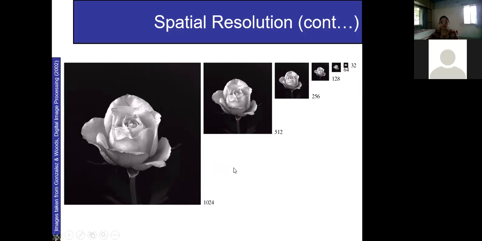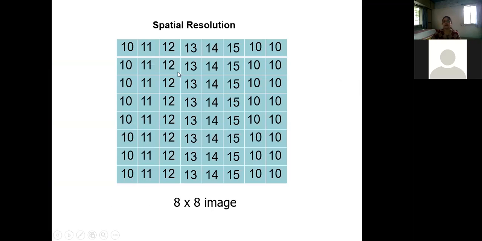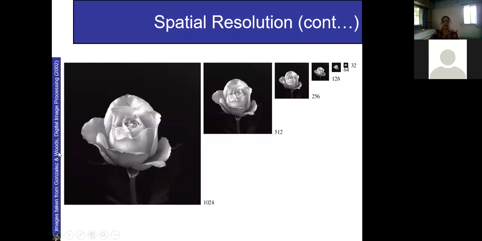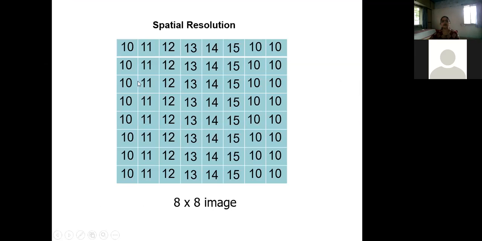Okay, so let us talk about it in terms of a matrix. This image has a very big size, 1024 pixels by 1024 pixels. Instead of that, say we have an 8 by 8 image as shown here. This 8 by 8 image is represented here as a two-dimensional matrix with 8 rows and 8 columns.